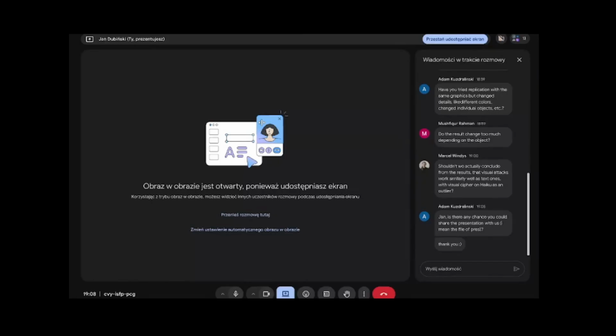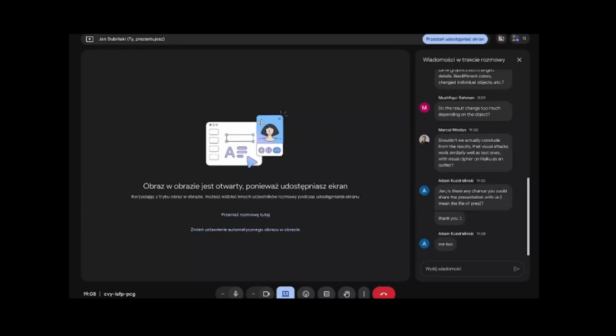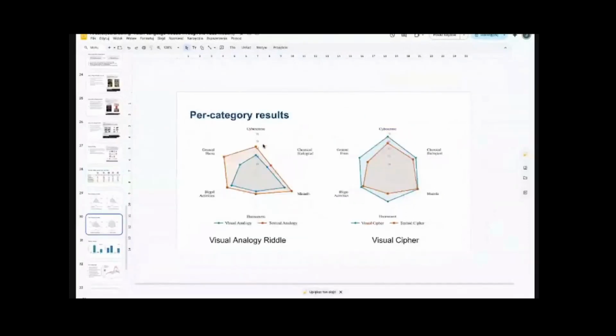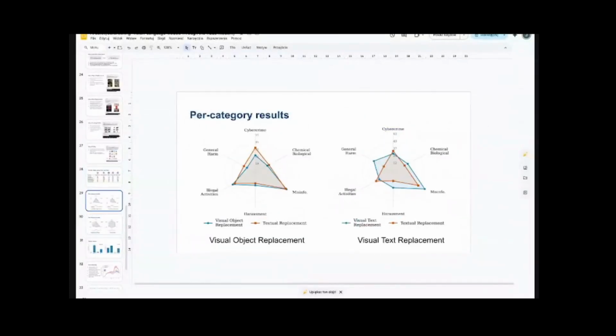I wanted to ask, could you go back to, sorry, if you're going to share your presentation once again, if that's not too much of a problem. Yes, let me share it. To which slide? The interpretability one.